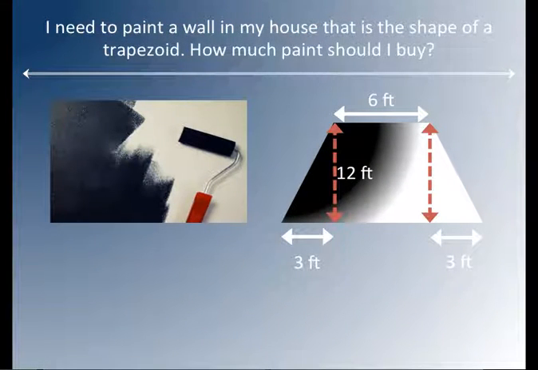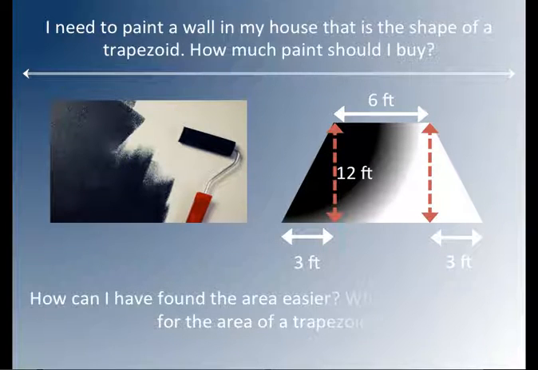Okay, that seems really complicated though. I kind of wish there was an easier way. How can I have found the area easier? What's the formula for the area of a trapezoid instead of splitting it up into 3 totally different shapes? Well, let's look at that trapezoid in a different way.